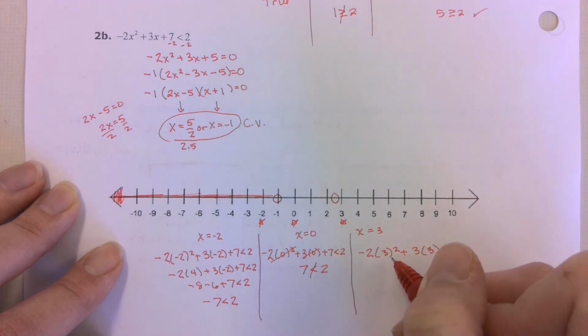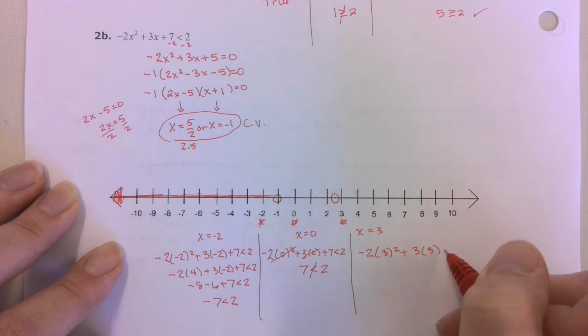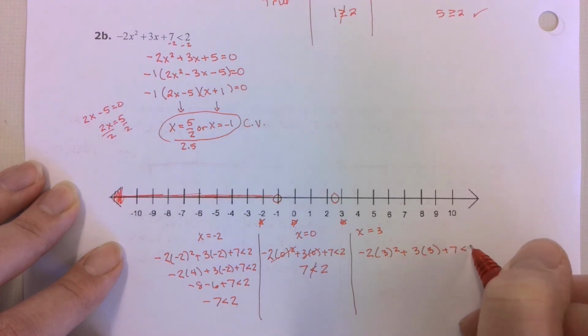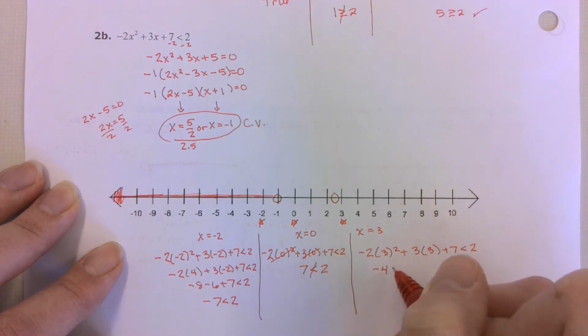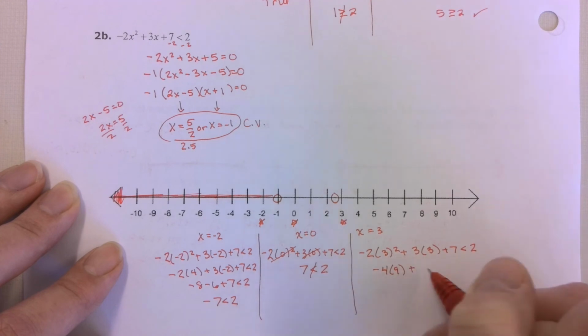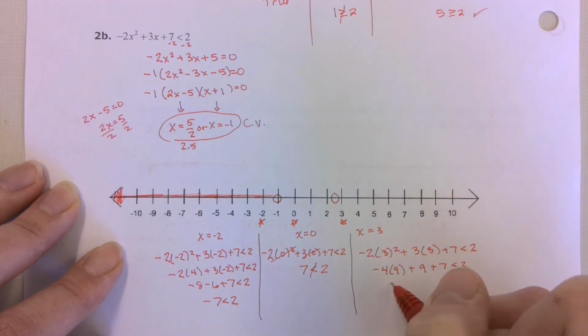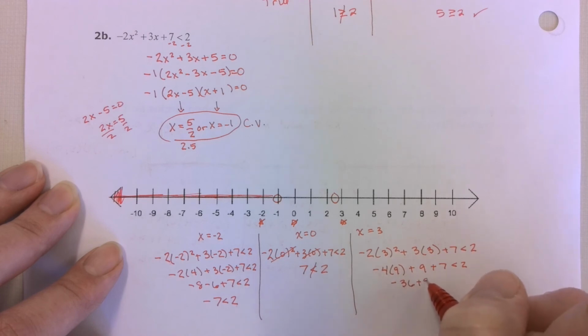So plug it in, negative 2, then 3 squared plus 3 times 3 plus 7. We want to see if that's less than 2. Here's negative 4 times 9, plus, I'm going to go ahead and make that 9 there, plus 7 is less than 2. So I have negative 36 plus 9 plus 7 is less than 2.